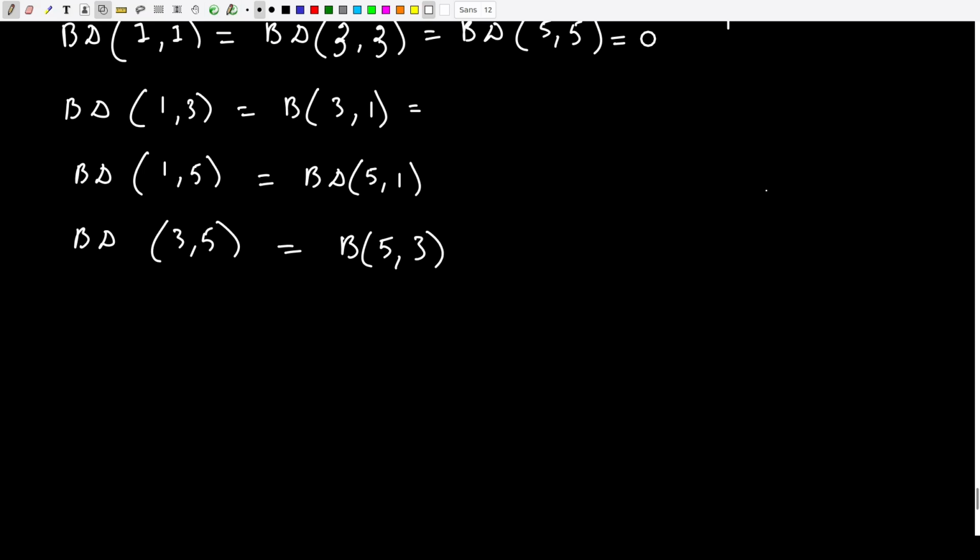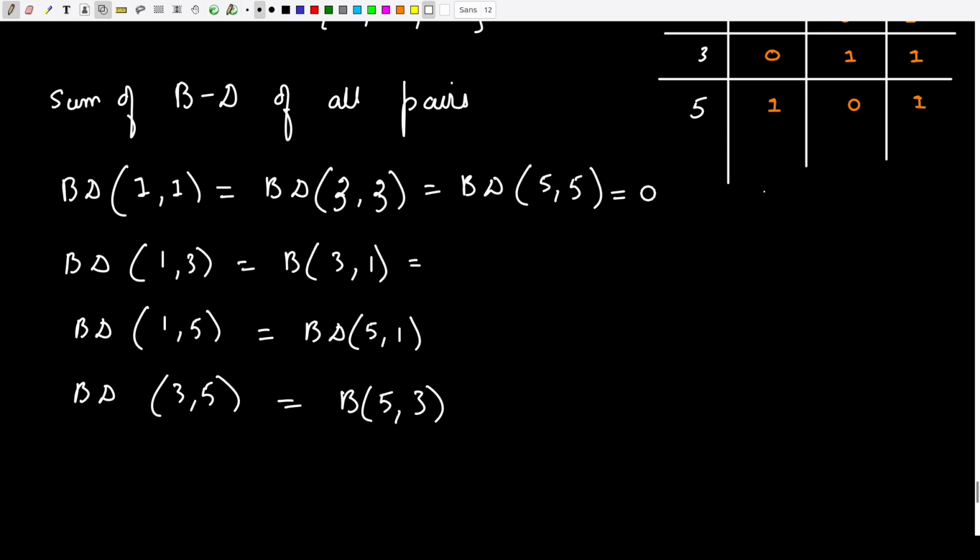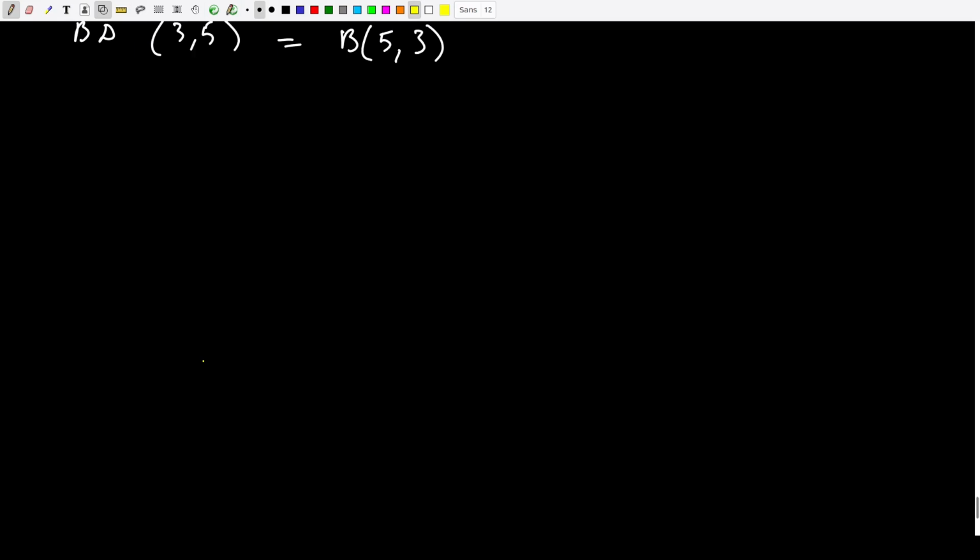Now let us compute the bit differences of all these pairs. So we know that the bit difference of 1, 1, this portion we understand, and this will be equal to 0. Now, since the bit difference of 1, 3 is equal to 3, 1, we are going to compute the bit difference of 1, 3 only. Similarly, we are going to compute the bit difference of 1, 5 and 3, 5. So now let us compute the bit differences for all these pairs.